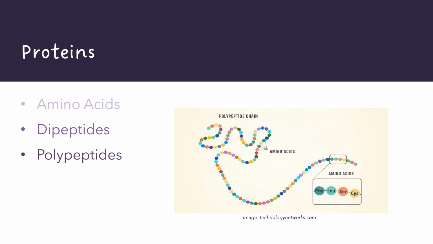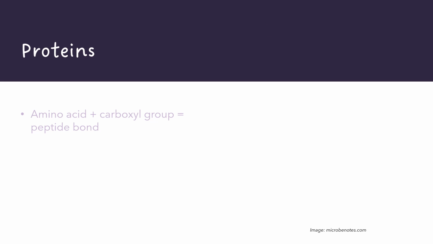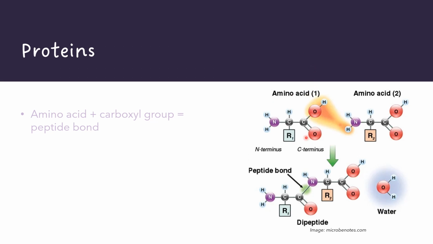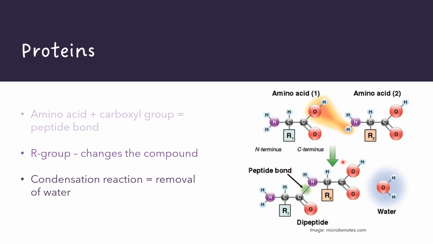As you can see by this diagram, this is a polypeptide as it has more than 4 amino acids. Proteins are made up with amino acids and carboxyl groups to make the peptide bond. As you can see by the diagram, we've got one amino acid and another amino acid separately. These are the monomers. This is then joined by a peptide bond using the condensation reaction. This is a removal of water.